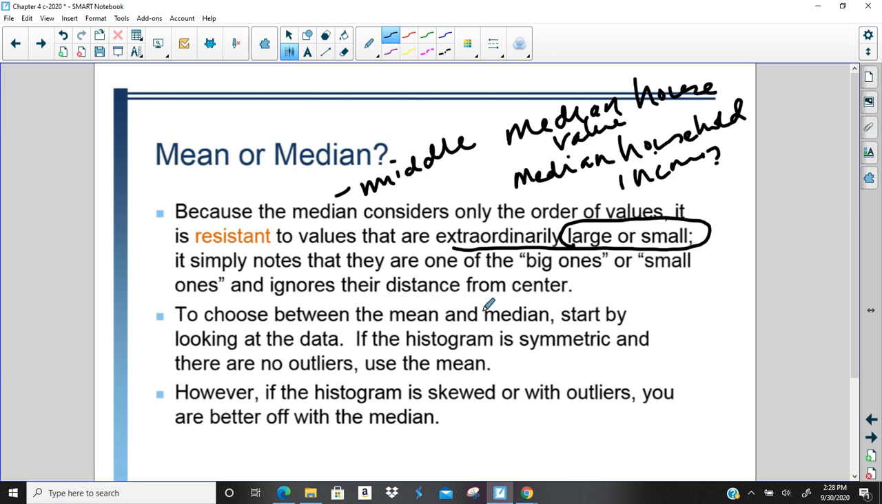To choose between the mean and the median, start by looking at the data. If the histogram is symmetric and there are no outliers, use the mean. So therefore, if it's skewed, or with outliers, we're going to use the median. Okay.